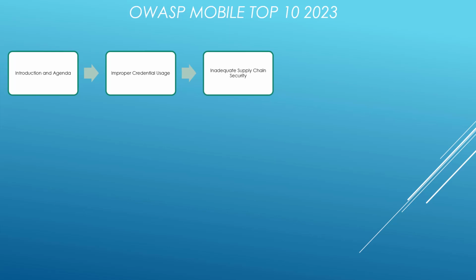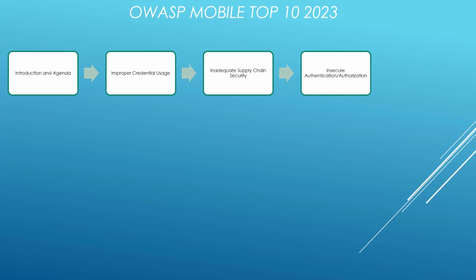Next, we will talk about inadequate supply chain security. Now, inadequate supply chain security is a new entry to the mobile top 10 list. We are going to understand this vulnerability, its impact, the indicators that help us to identify this vulnerability in our mobile application, and also the mitigation steps for it.